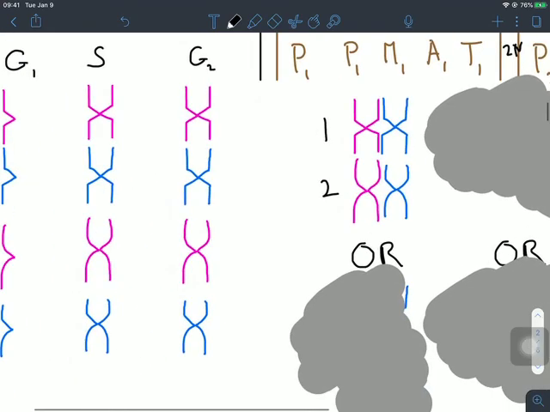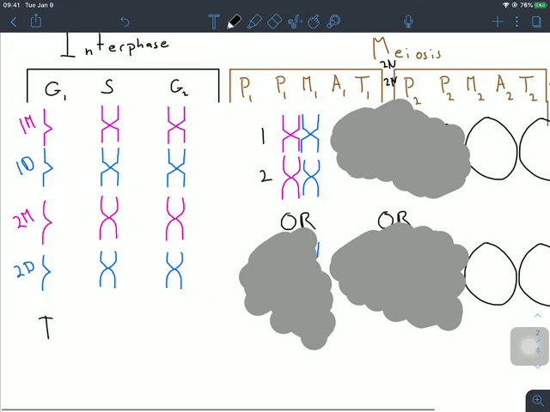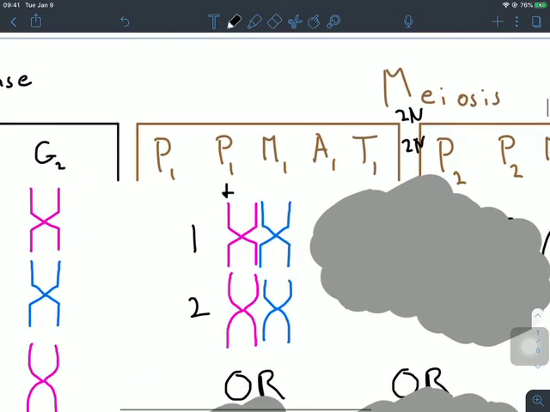This structure is called a tetrad, because there are 1, 2, 3, 4 sister chromatids. Even though they're not all sister to one another, they have the same genes and loci, but they might not have the same alleles. They're all lined up next to one another.